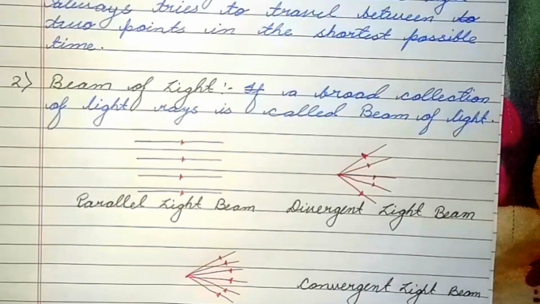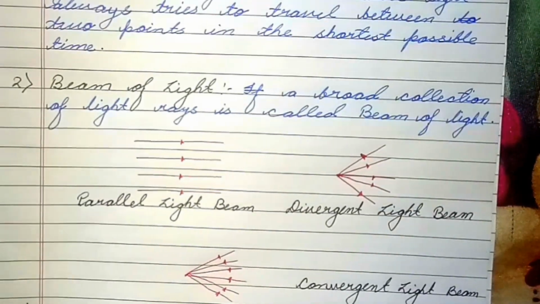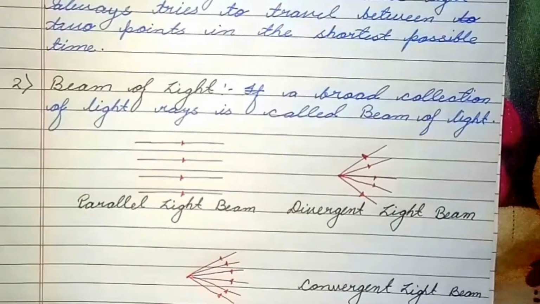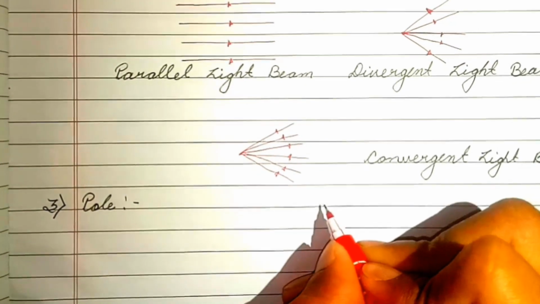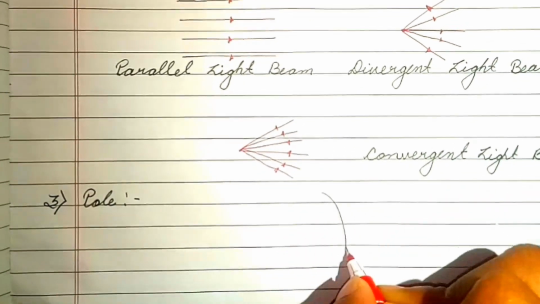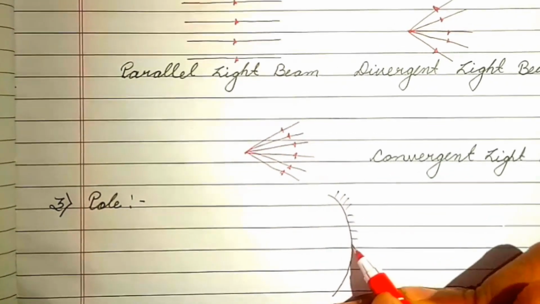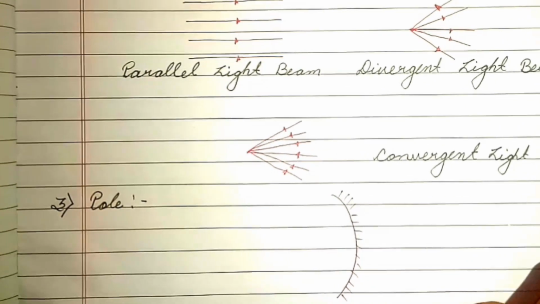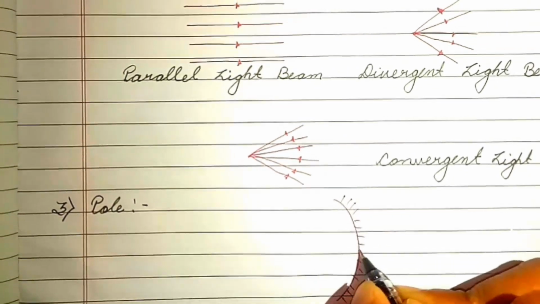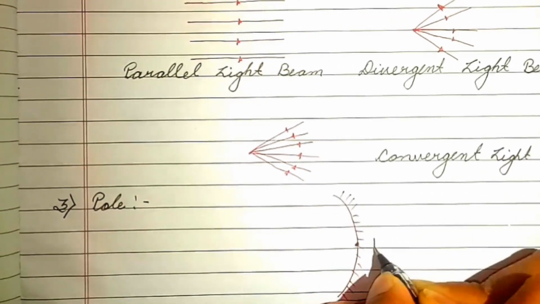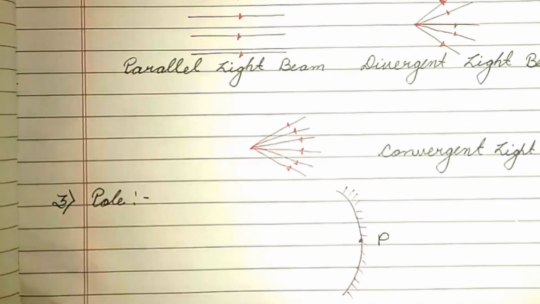now our next point is pole. What is pole? So suppose that students, this is a mirror. Then the center of this mirror is known as its pole and it is represented by capital P. Okay, you can write it.